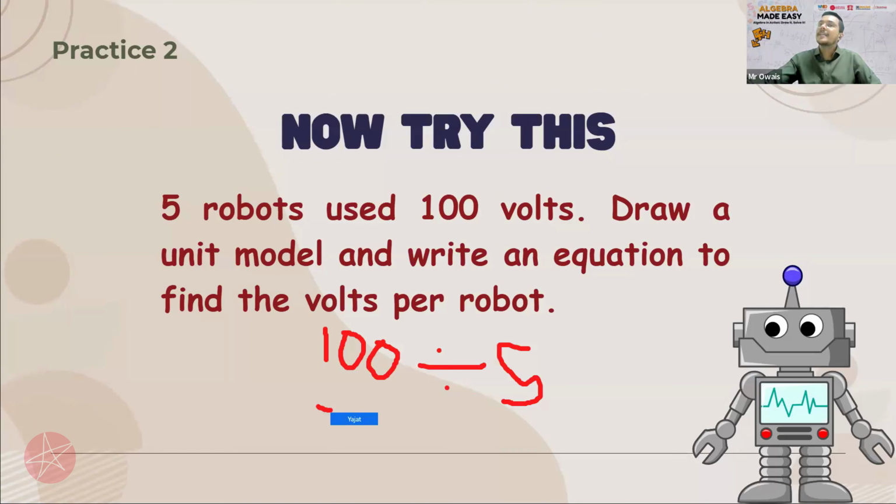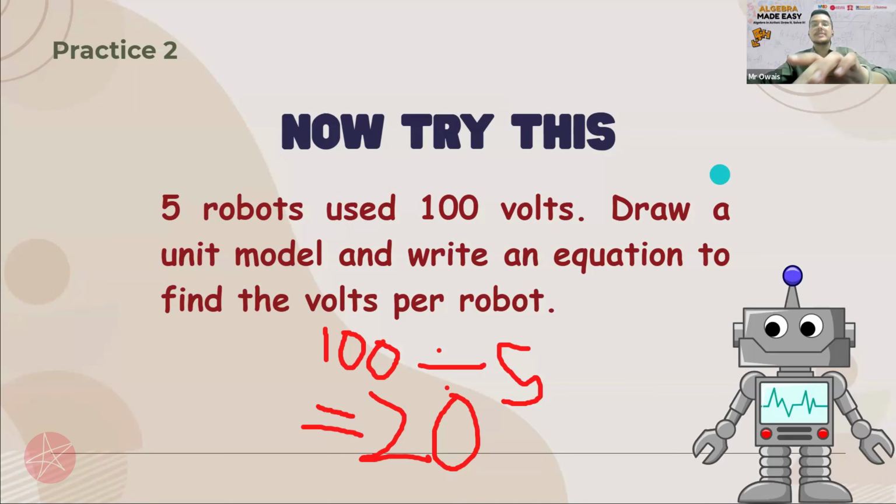But the question says draw a unit model, right? Remember, that is our objective for today. We're trying to draw a unit model. The answer is actually correct, but I'm going to show you how to actually draw a unit model for this. So once again, let me copy down this question to my whiteboard and we're going to draw a unit model for that.